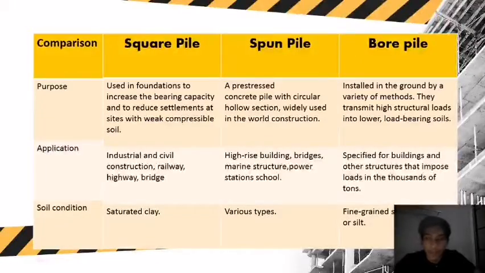The comparison of piles. The purpose of square pile is to be used in foundations to increase the bearing capacity and to reduce settlements at sites with weak compressible soil. It is used in aviation, industrial and civil construction, like railway, highway and bridge. The installation condition for square pile is in saturated clay.